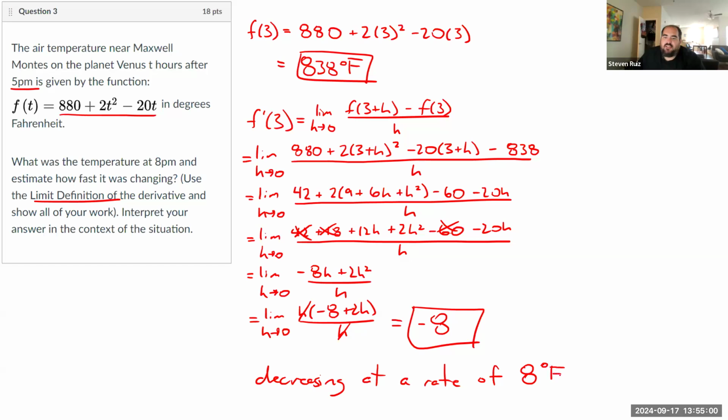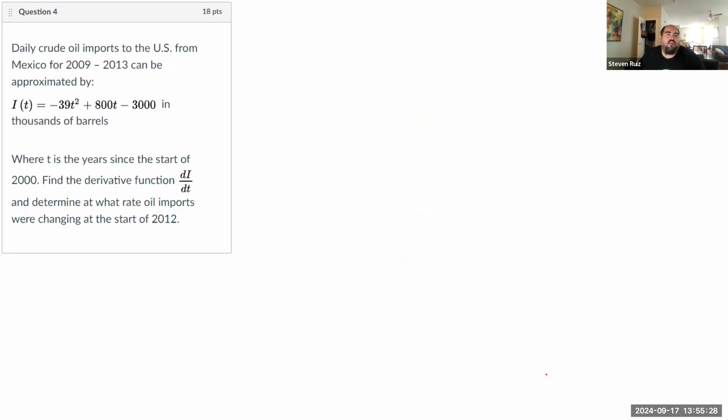decreasing at a rate of 8 degrees Fahrenheit, but a rate implies that I have two different quantities that are changing together. What's the other quantity here? It's per some unit time, which is measured in this case in hours. So basically, at this time, the temperature is 838 degrees Fahrenheit, but it's decreasing at this instantaneous rate of 8 degrees Fahrenheit per hour. So moving on to question 4.